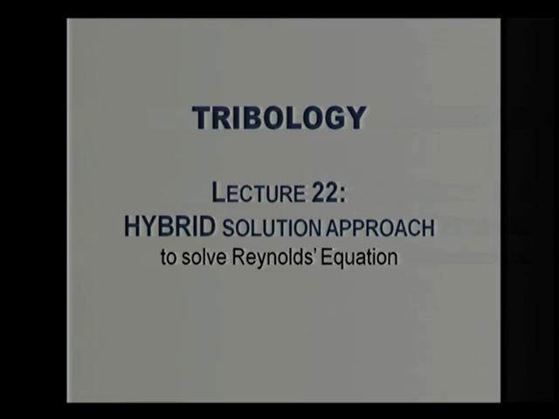Today's topic is a hybrid solution of the previous approaches which we have used to solve the Reynolds equation. In the previous lecture, we took two very simple cases by neglecting one term. One case neglected the term in the x direction and the second case neglected the term in the z direction. By neglecting those terms, we could get a solution much faster and even a closed form solution.